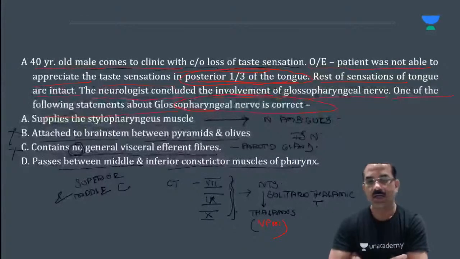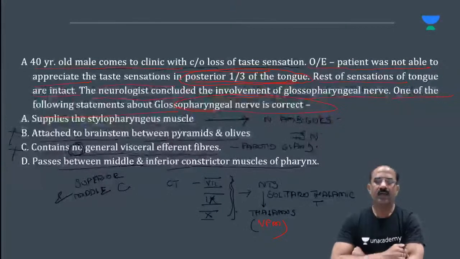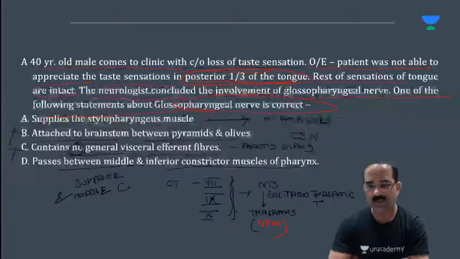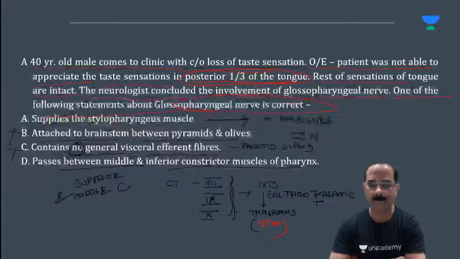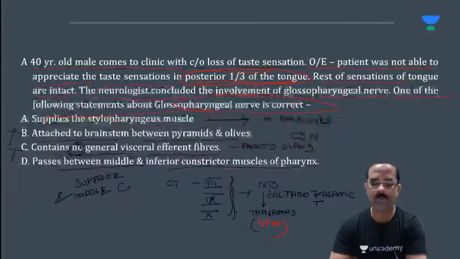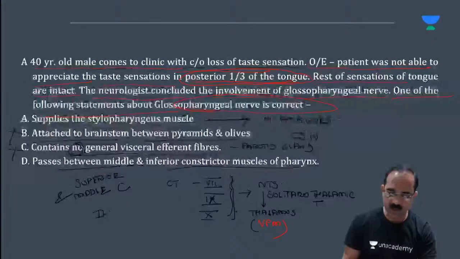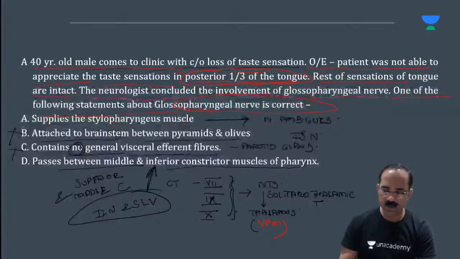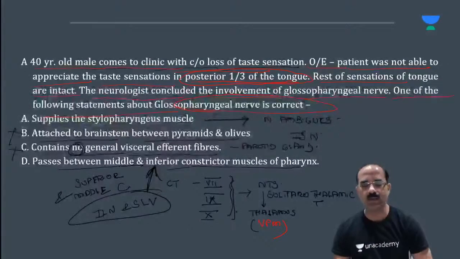Can anyone tell me who goes between the middle and inferior constrictor muscles of the pharynx? What passes? Speak up. The internal laryngeal nerve and superior laryngeal vessels. Between the middle and inferior constrictor muscle pass the internal laryngeal nerve and superior laryngeal vessels.